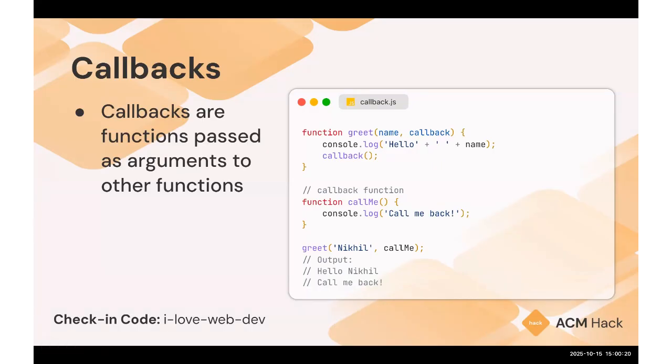We also define our callback function callMe separately. Then when we actually call greet, we can pass in our callback function, callMe, and inside of the greet function, we call our callback function. Since we've passed in callMe, we're passing in the function callMe. So when we run callback, it'll actually run the callMe function and print "call me back" to the console.